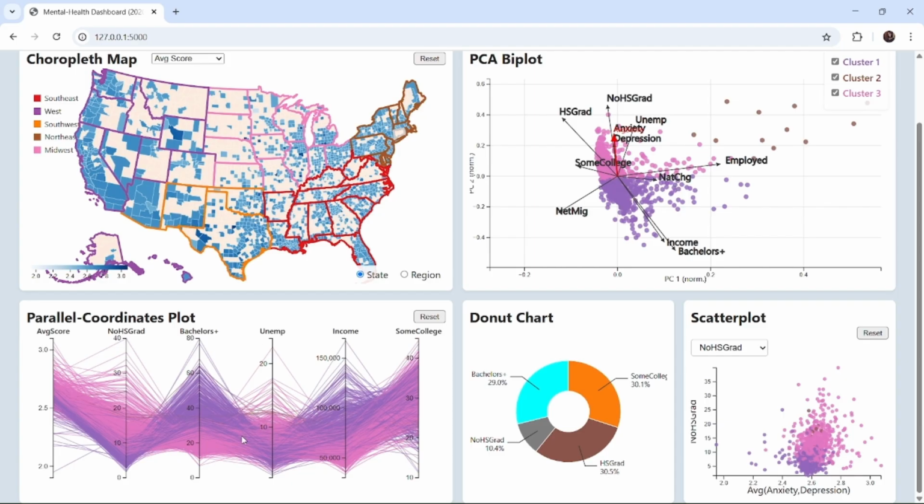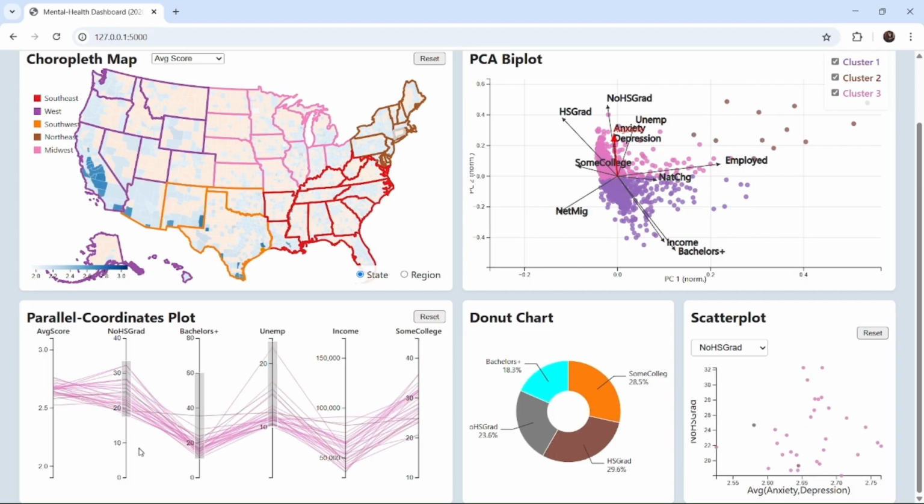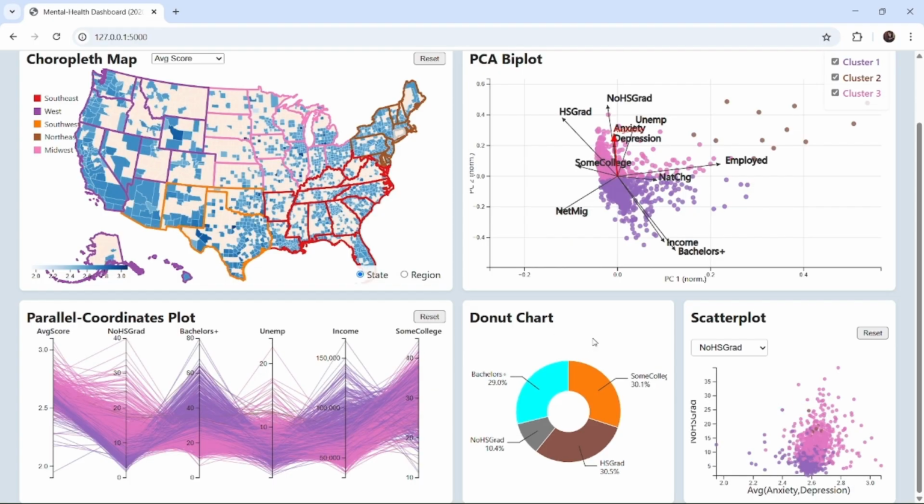Then we have the parallel coordinate plots. This allows brushing across axes such as bachelor's plus and unemployment rate to filter the data. So you can select a range on different axes and see the corresponding data points on all the other plots. You could also reset to deselect all the ranges.